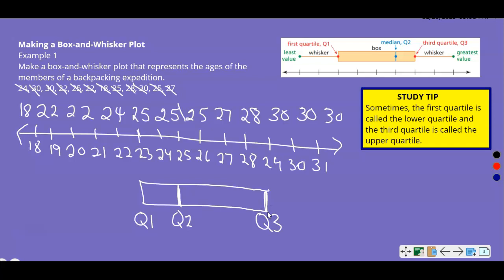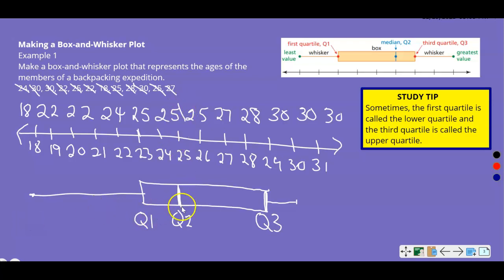Now we need to do the least value, which is 18. And I'm looking at my number line here. You can see that 18 is on my number line, so that's going to be this whisker. And then 30 is the highest number, so that's going to be the upper whisker. And that's how you draw a box and whisker plot based on a set of data.